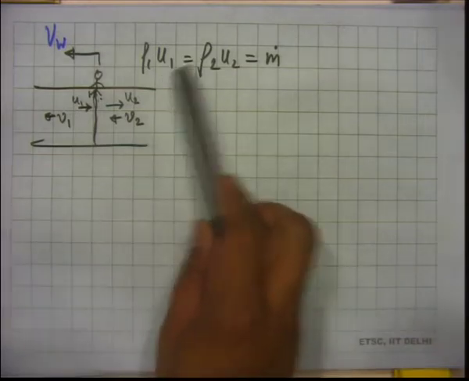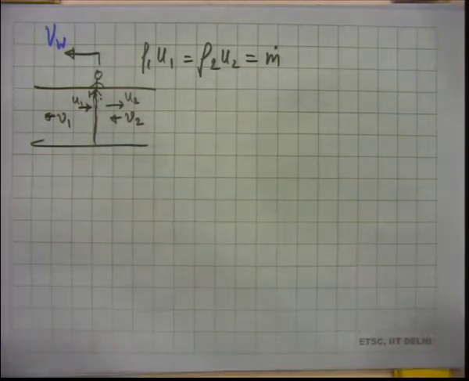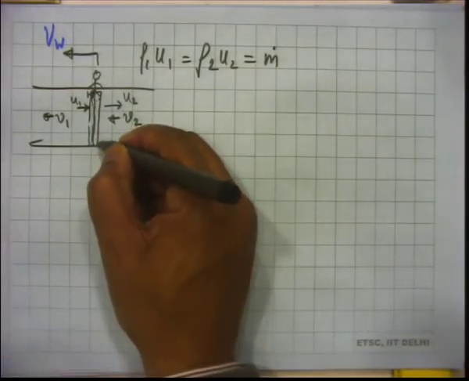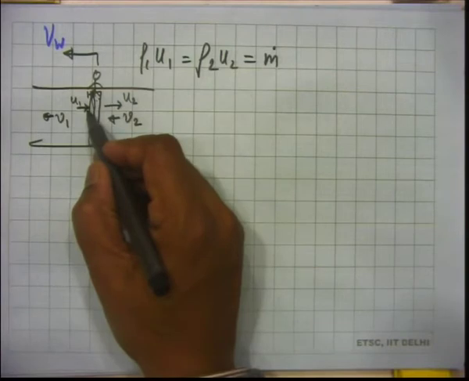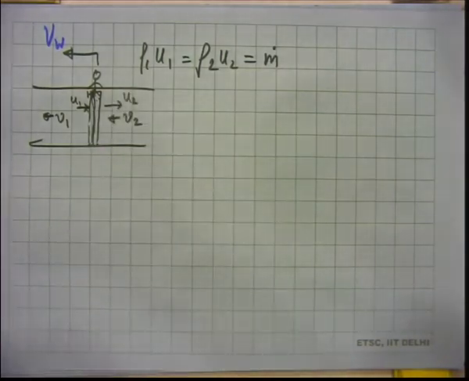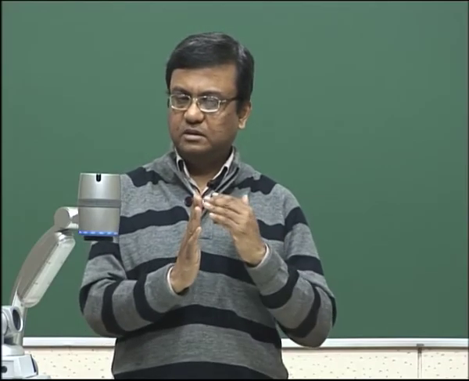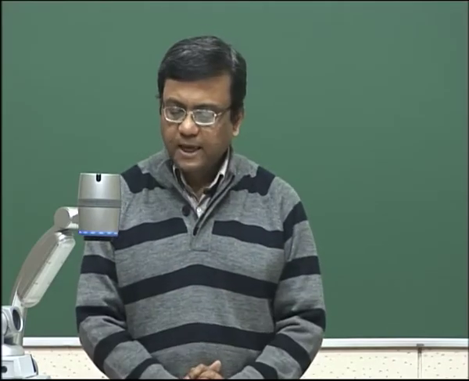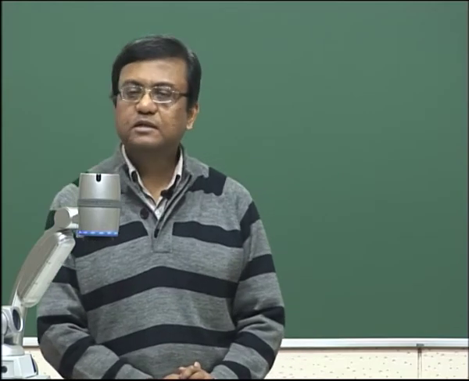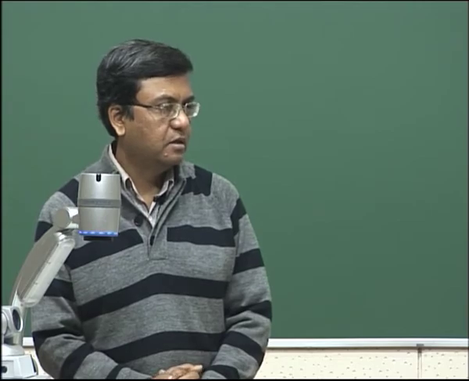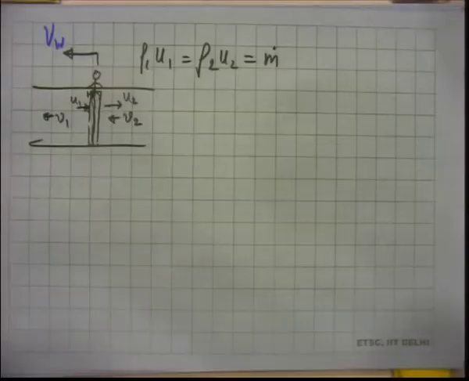Based on all that we can say that rho 1 U1 has to be equal to rho 2 U2. So imagine a control volume around that combustion wave. Rho 1 U1 is moving into the combustion wave, rho 2 U2 is moving out of the combustion wave. So rho 1 U1 equal to rho 2 U2. That is because it's steady, so whatever moves in, the same mass goes out. This I have written as m dot. Strictly speaking, I should write m dot double prime.